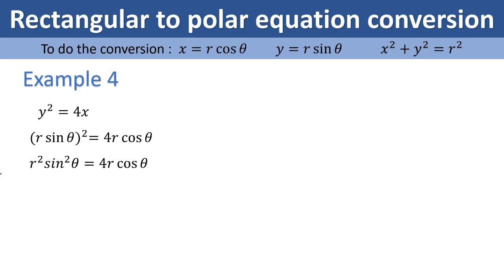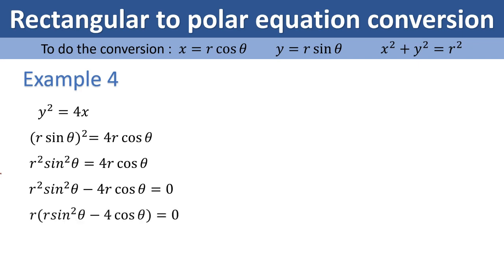And now, remember, I need to solve for r. I move 4r cosine of theta to the left side. The common factor is r, and I have two solutions. R equals 0, or all this expression equals 0.